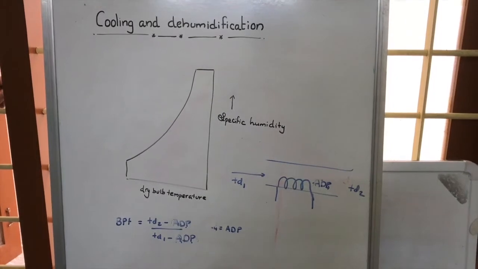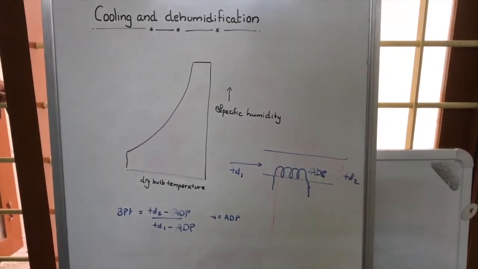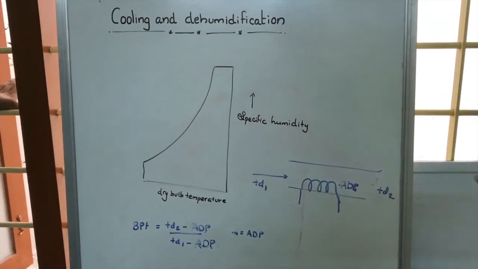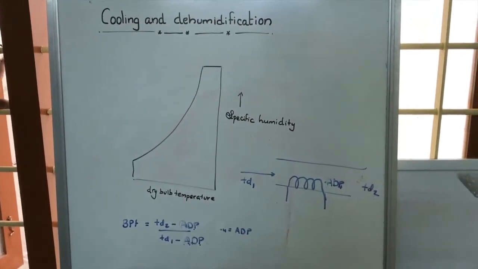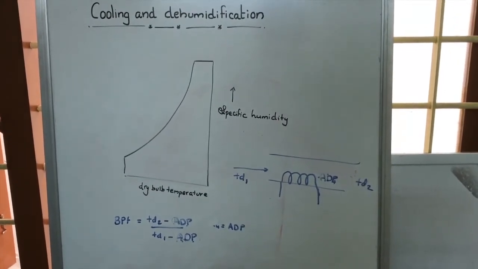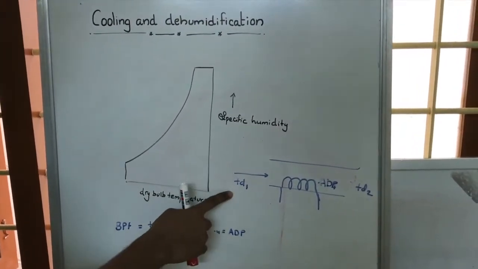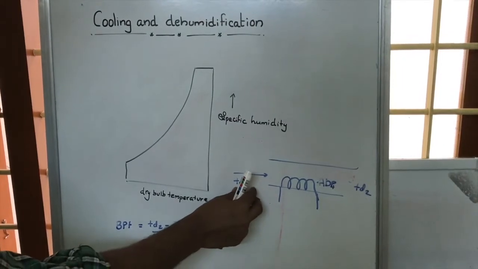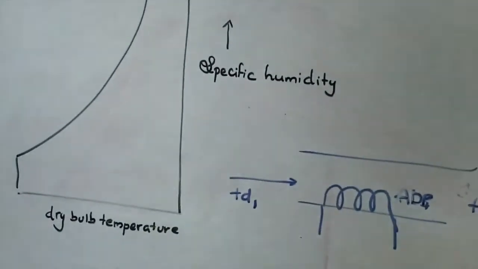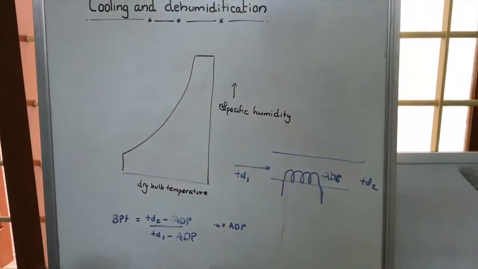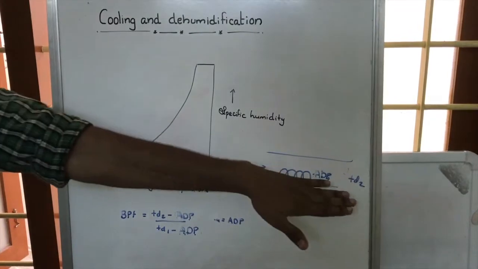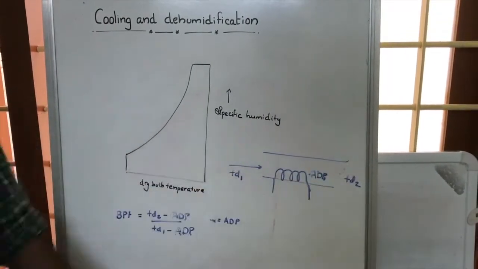So cooling and dehumidification. Here we have a coil, and this coil is maintained at a temperature ADP, that is apparatus dew point, just a name given to it. We can also call it TD4 if you want. We will be entering air at a dry bulb temperature TD1. Dry bulb temperature is what a thermometer shows when we measure the temperature. After passing through this coil, we get a new dry bulb temperature TD2.